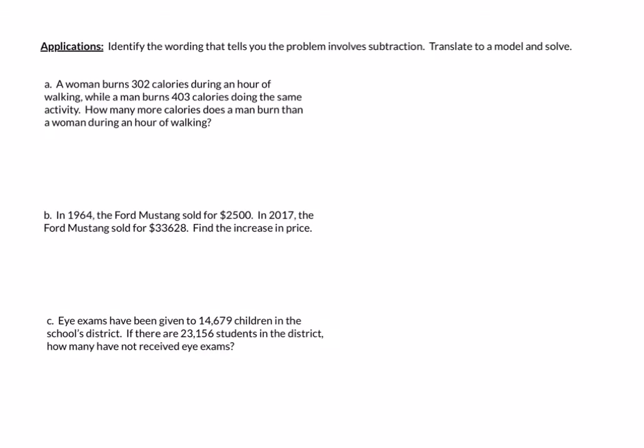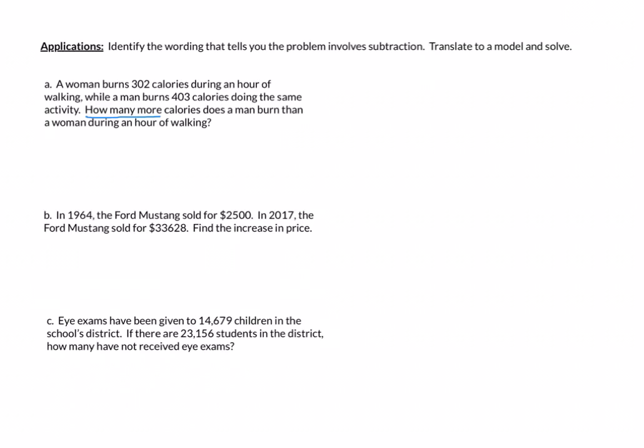So example A, we have a woman burns 302 calories during an hour of walking, while a man burns 403 calories doing the same activity. How many more calories does a man burn than a woman during an hour of walking? So, what makes this a subtraction problem? This is a subtraction problem because we have that phrase, how many more? Remember that's how much do I have to add on? And when you're asking how much do you have to add on, that implies subtraction.